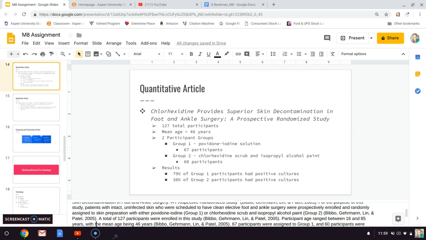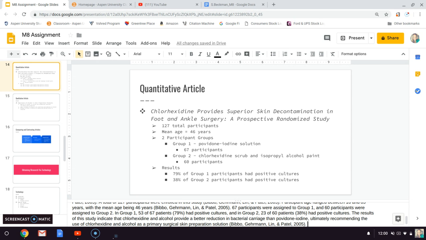A total of 127 participants were enrolled in this study. Participant age ranged between 16 and 85 years with a mean age of 46. 67 participants were assigned to Group 1 and 60 participants assigned to Group 2. In Group 1, 53 of the 67 patients, a total of 79%, had positive culture results, and in Group 2, 23 of the 60 patients, 38%, had positive culture results.